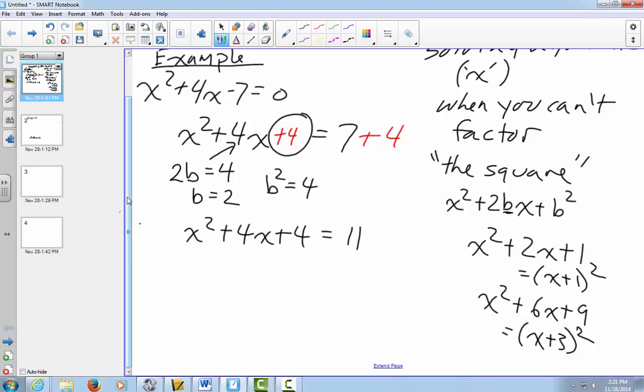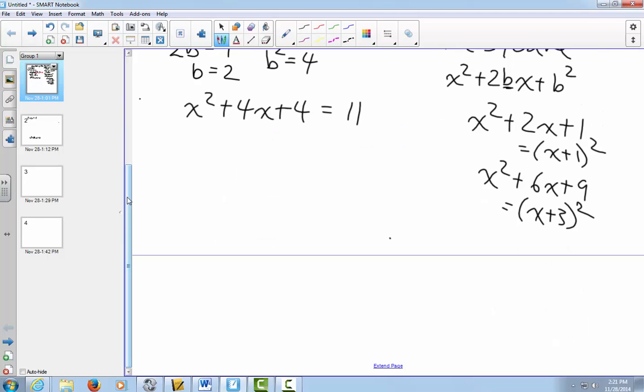Now, this is not an easy task to follow. What I have here is a perfect square trinomial that factors to give me x plus 2 squared. And that's going to equal 11. The only reason I'm doing this is because I can't factor it, so I've got to do something to try and factor it.